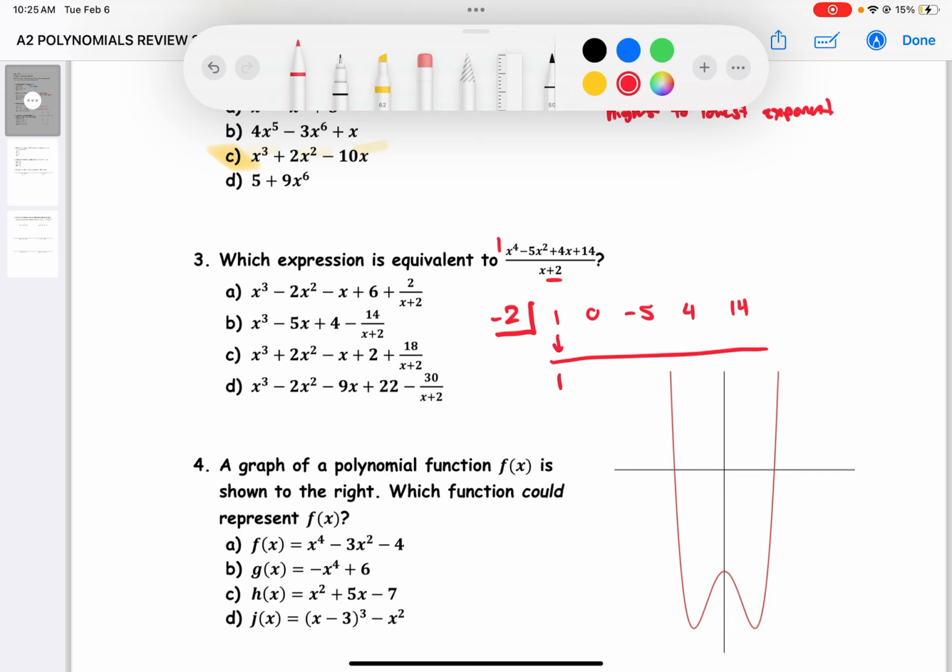Carry down our 1. 1 times negative 2 is negative 2. 0 minus 2 is negative 2. Negative 2 times negative 2 is 4. And you just keep going down the line. So I will do that now. Okay, and then you knock that exponent down 1. So this is a degree of 4, so I'm going to start with a degree of 3, and these are my new coefficients. So I have x cubed minus 2x squared minus 1x plus 6, and I have a remainder of 2, so I just got to divide that by x plus 2 as well. And that would be answer choice A.